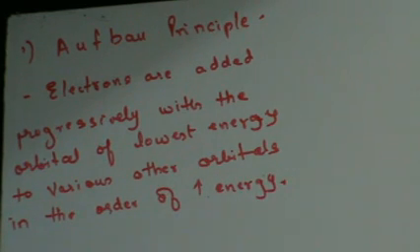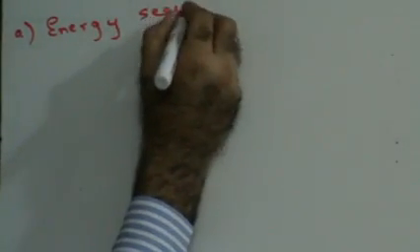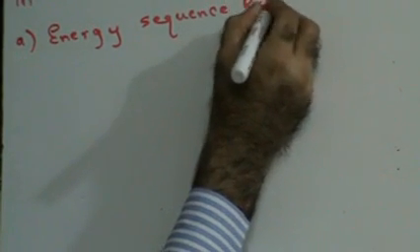That means when I have to fill electrons into orbitals, you have to fill electrons in the increasing order of energy. The orbital that has more energy will get electrons later. So it goes from lower to higher. Now, the Aufbau principle is divided into two parts. One is called energy sequence rule 1 and the other is called energy sequence rule 2.